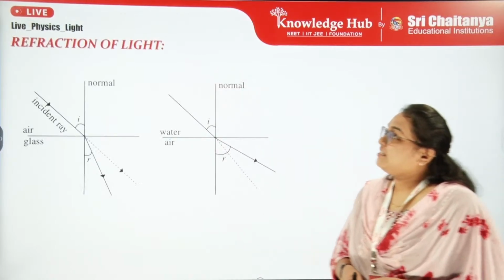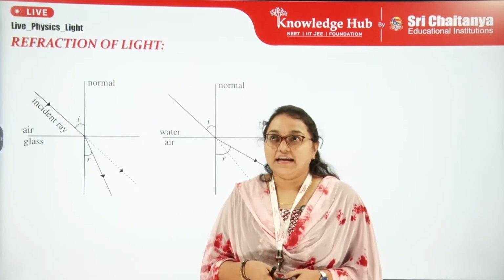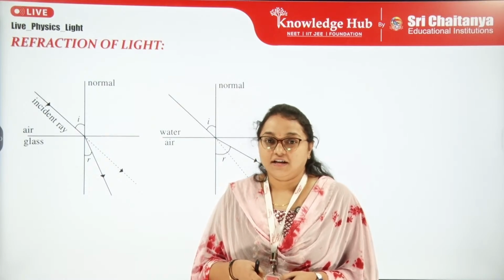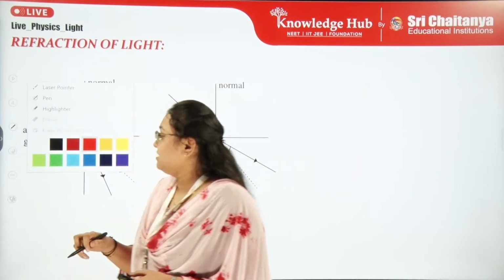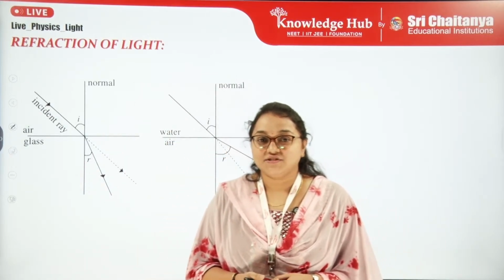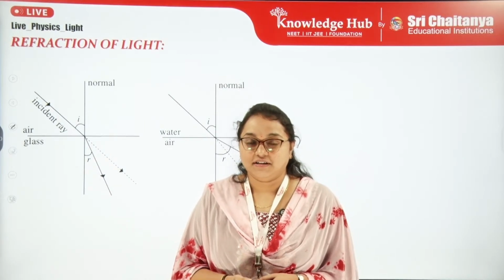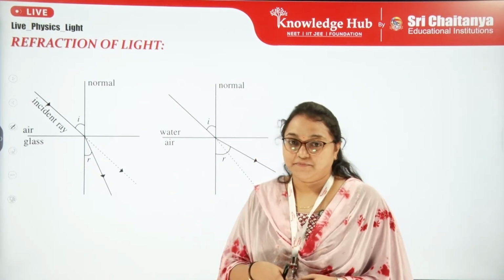Right. So what is refraction of light? In general, we already know that light has a property called rectilinear propagation of light. That means light always travels in a straight line path. So until when does it travel in a straight line path? Until it hits an obstacle or enters into some other medium.